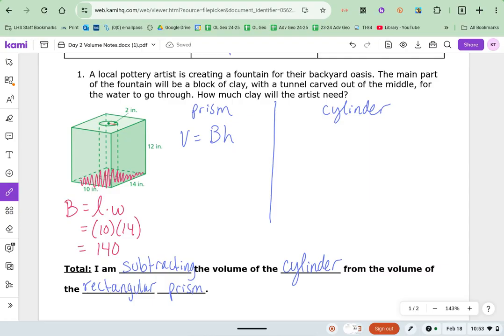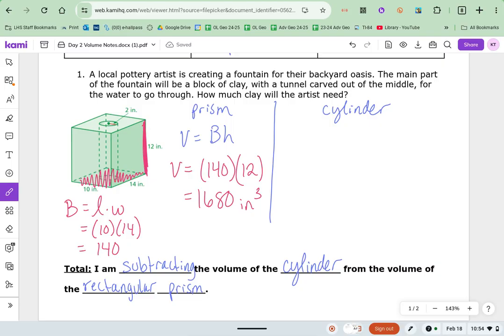So we can plug into our volume formula now and say volume equals 140 for capital B times h. Remember, h is the distance between your two bases. In this case, it's 12, the distance between the top and the bottom. So 140 times 12, you should get 1680, and this is volume, so inches cubed. All right, then we'll do the cylinder, and after that, we can subtract.